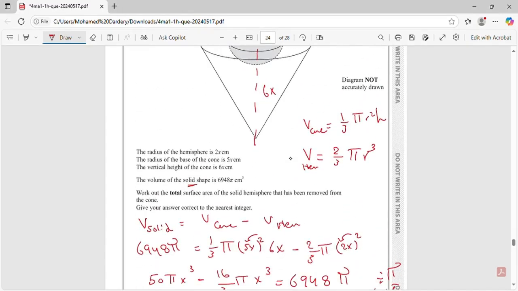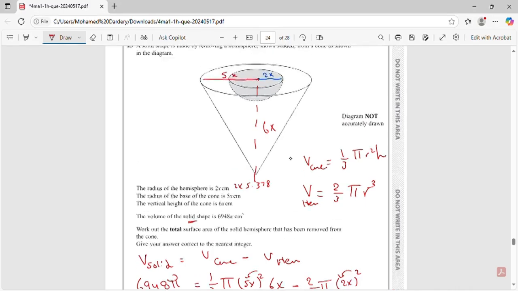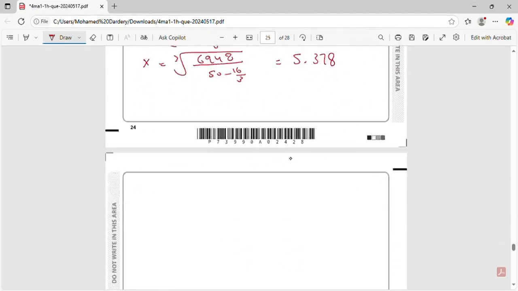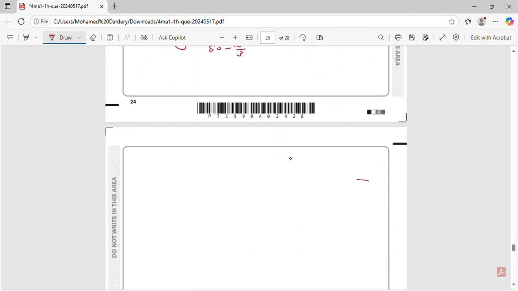So we have now to write the value of the radius after we multiply. In this it will be 2 multiplied by 5.378, of course. This is the value of radius of the hemisphere. He asked me to work out the total surface area of the solid hemisphere that has been removed. So surface area for the hemisphere which is removed will be like this one. It's like a circle and the hemisphere. We know that the surface area for the sphere is 4 pi r squared, and as long as it's a hemisphere, it will be divided by 2, which is equal to 2 pi r squared.